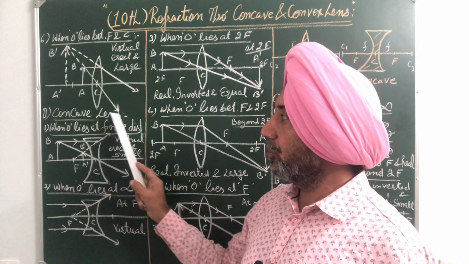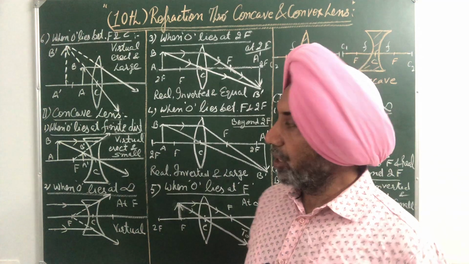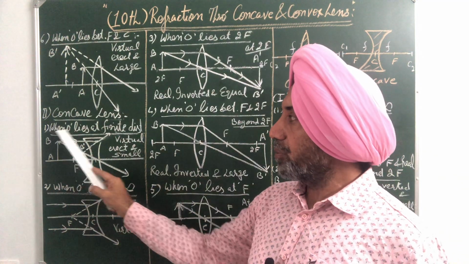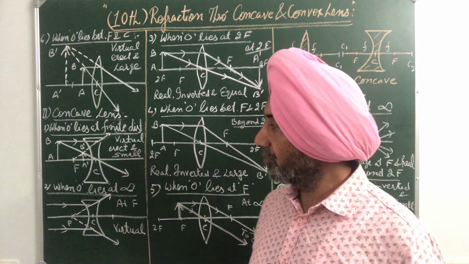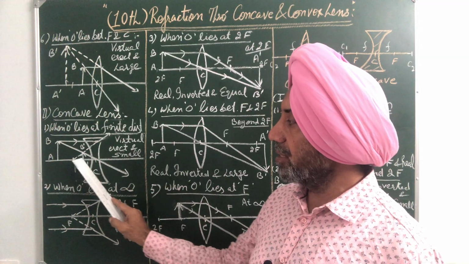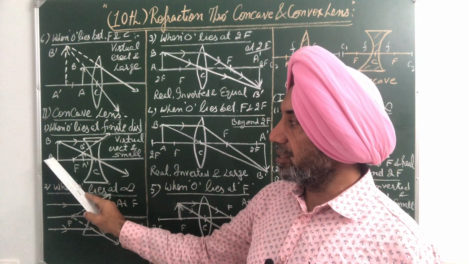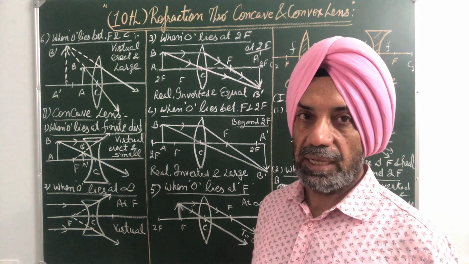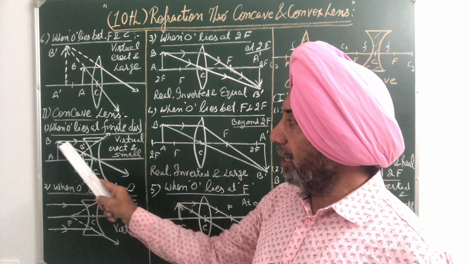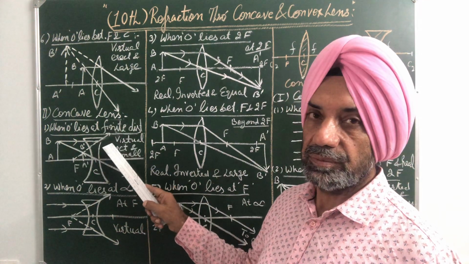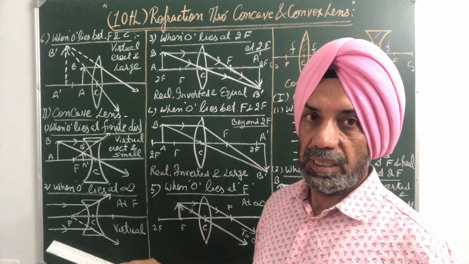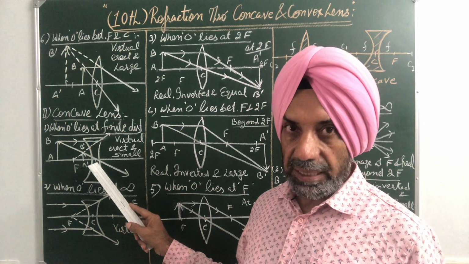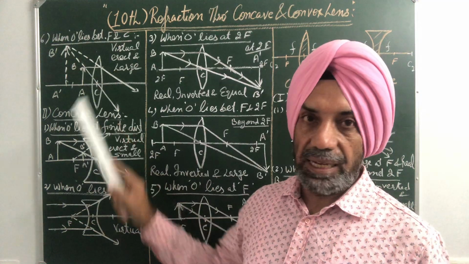Then we come to the concave lens. There are 2 cases. Number 1, when the object lies at a finite distance. This is the concave lens, with its focus, and the object AB lies in front of the lens. One parallel ray goes in this way because it is a diverging lens. A concave lens is also called a diverging lens. A convex lens is called a converging lens.